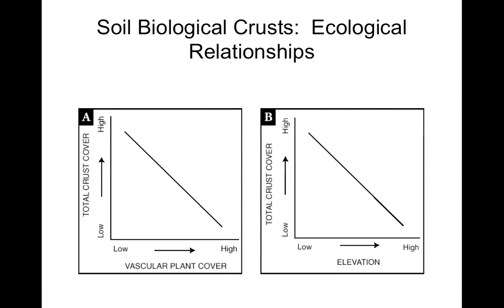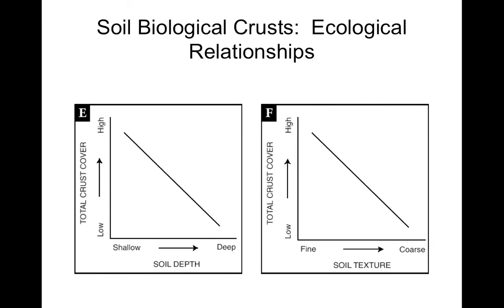We also tend to find total crust cover increases at low elevations, and they're less prevalent at higher elevations. In Western Australia, where our highest relief is just a few hundred metres above sea level, that's not so much of an issue here. Other things that control soil crusts: they tend to occur on shallow soils more often and have a higher cover than over deep soils. And they tend to occur on finer textured soils as compared to coarser textured soils.